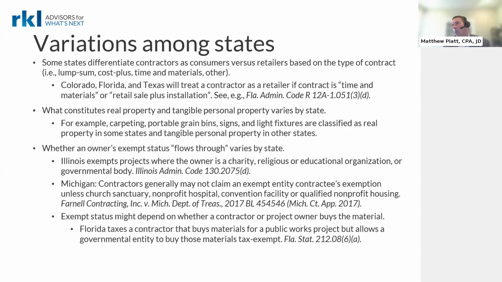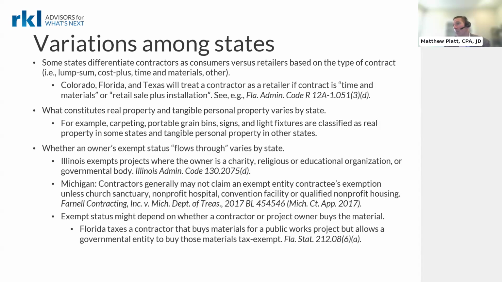The states also vary as far as what constitutes real property and tangible personal property. Some examples where states have different rules are carpeting, portable grain bins, signs, light fixtures. There's a number of states that classify that as real property, and then some states that classify that as tangible personal property. So you can't really make the assumption that if, for example, you're operating in Pennsylvania and Pennsylvania says a sign is real property or vice versa, that in turn, other states are just going to also fall in line there. And there definitely is some variation among the states.